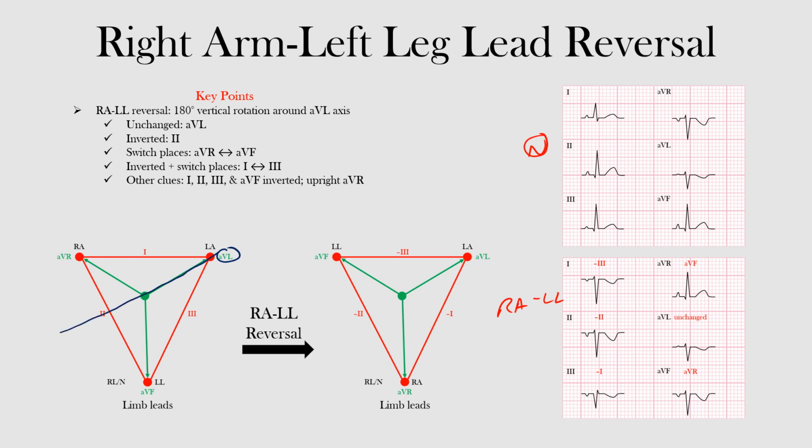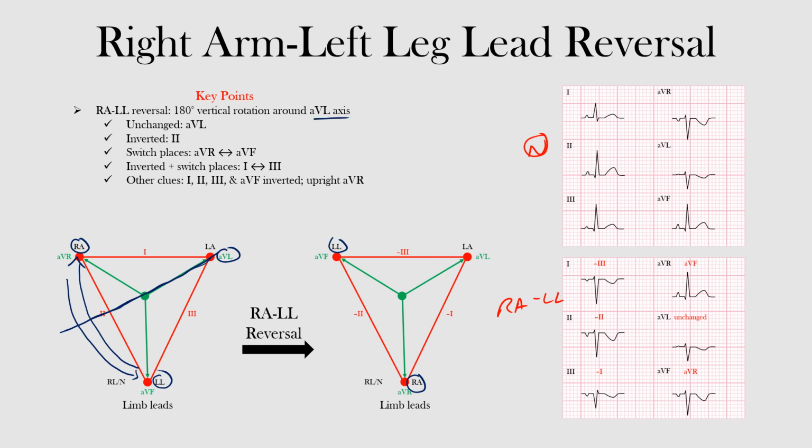So the first thing is draw out your Einthoven's triangle, label it. Here's AVL. We're going to rotate everything around it. Here's our right arm and our left leg. So these are going to switch places. The right arm will come down here, and our left leg will come up in this position. So that's what we have going on. This is a 180 degrees vertical rotation around the AVL axis.